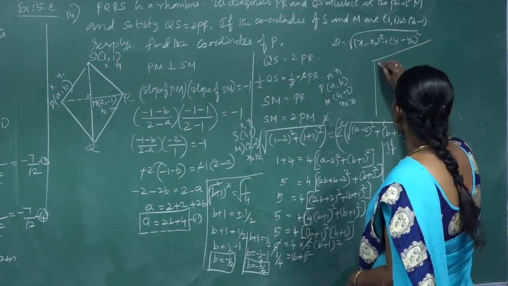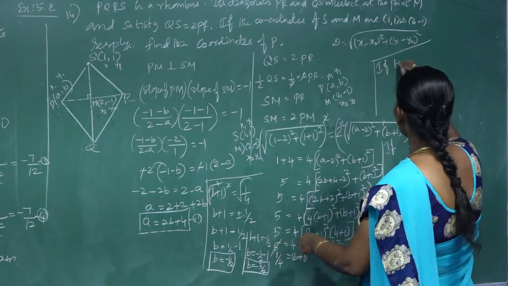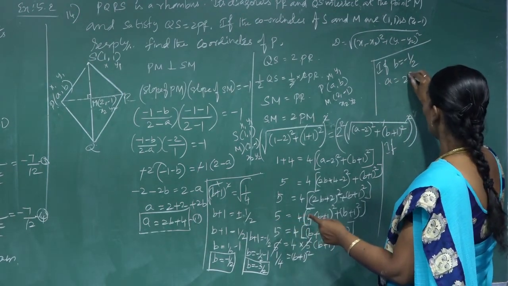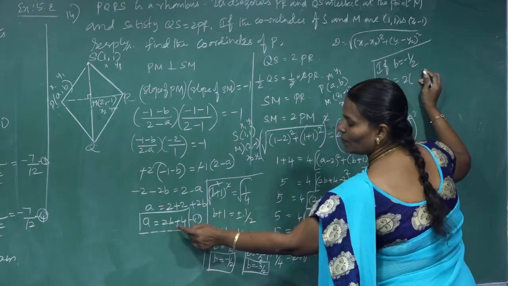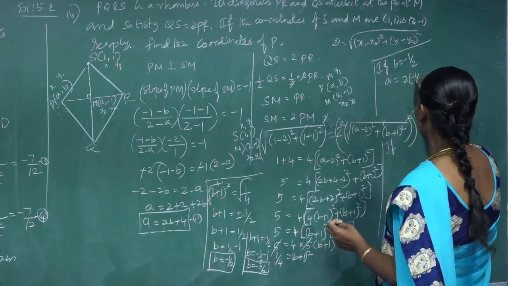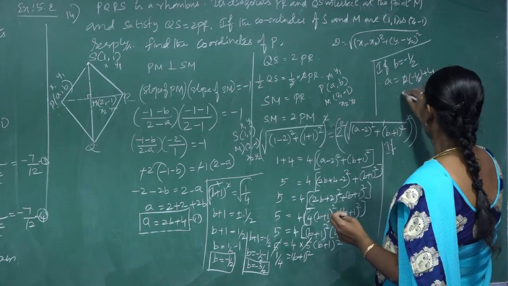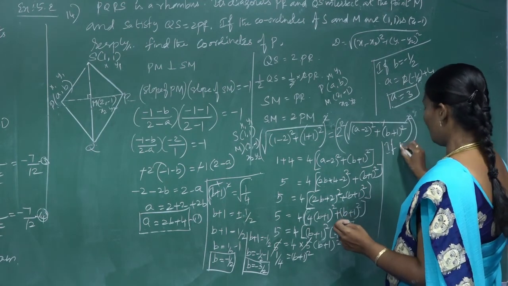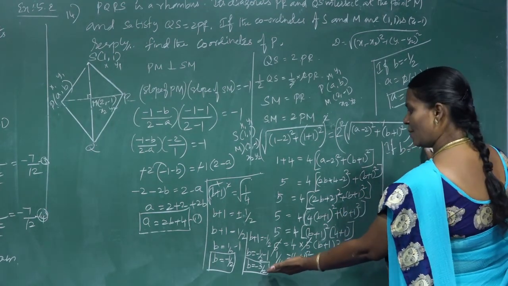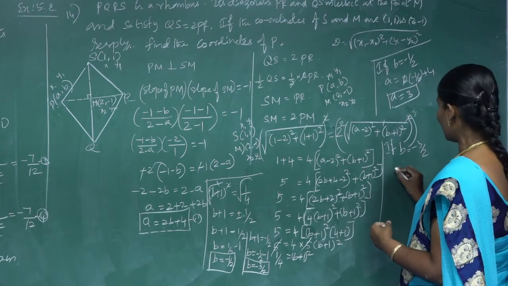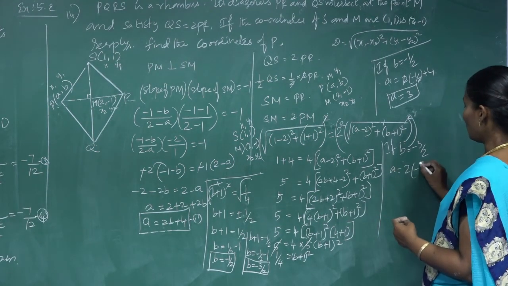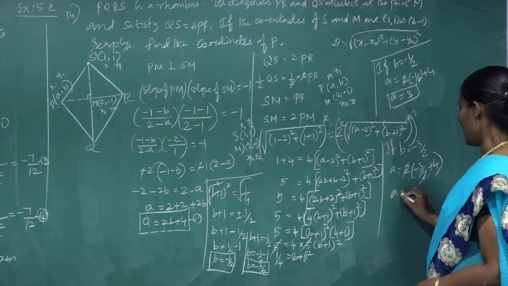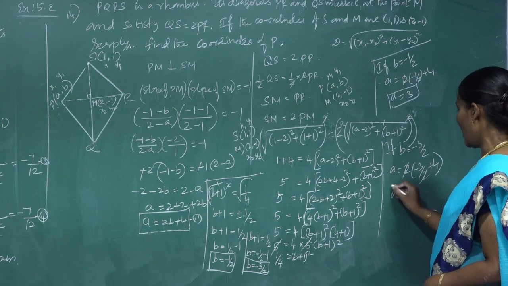So here you write, if B is equal to minus 1 by 2, what is A? A is equal to 2B plus 4, no? Here substitute the B value: 2 times minus 1 by 2 plus 4. So 2 cancel, so A is equal to minus 1 plus 4, which is 3. If B is equal to minus 3 by 2, A is equal to 2 of minus 3 by 2 plus 4. Okay, so 2 cancel, so A is equal to minus 3 plus 4, which is 1.